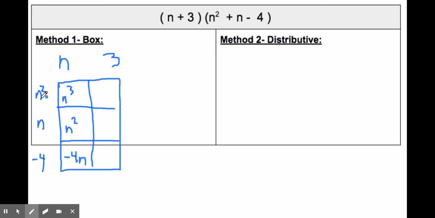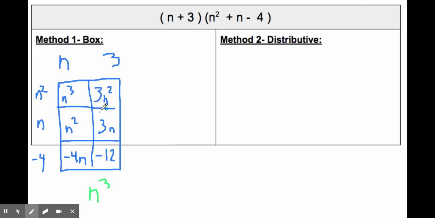3 times n squared. Remember, the coefficient of n squared is 1, so it's really 3 times 1. So it turns into 3n squared. 3 times n is 3n. And then 3 times negative 4 is negative 12. So we're going to combine likes. We're going to see that there's a few likes that we can combine. n cubed is the only cubic term. There's no other one, so it's going to be written alone as n cubed.